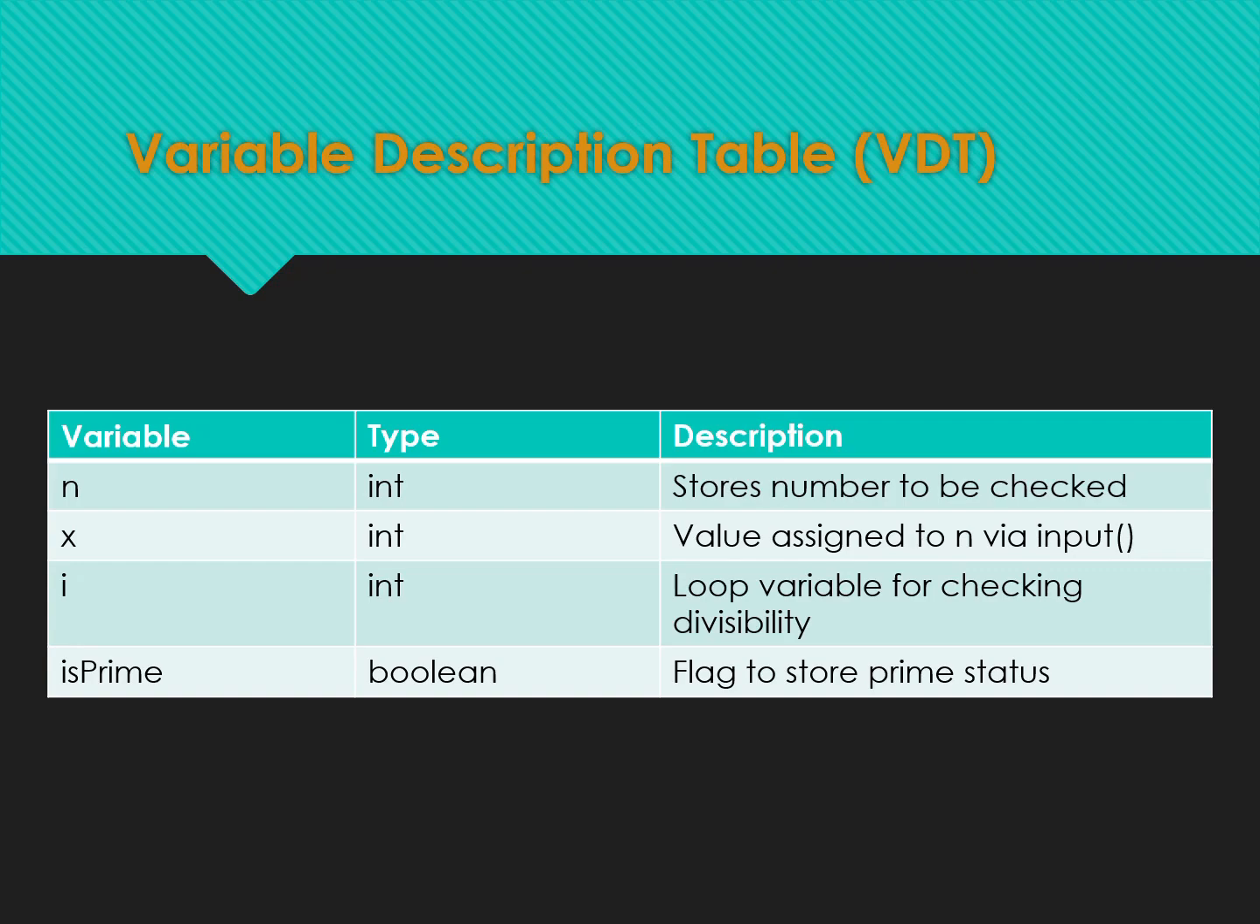This table describes the variables used. in stores the number to be checked. x is the value passed to input. i is the loop variable used for iteration. isPrime is a Boolean flag that helps us decide the result of the prime check.